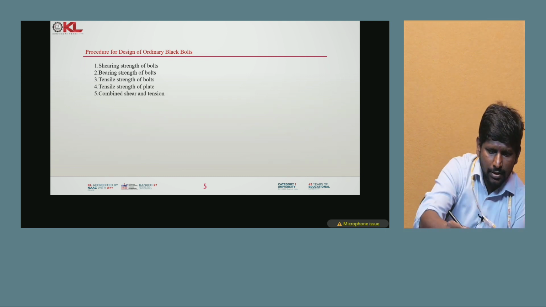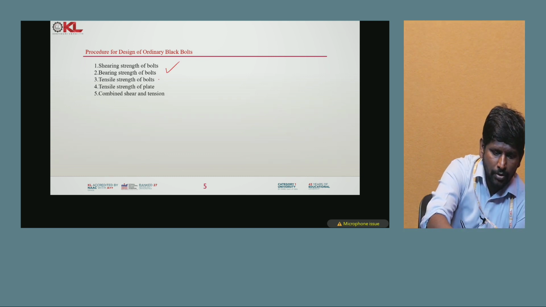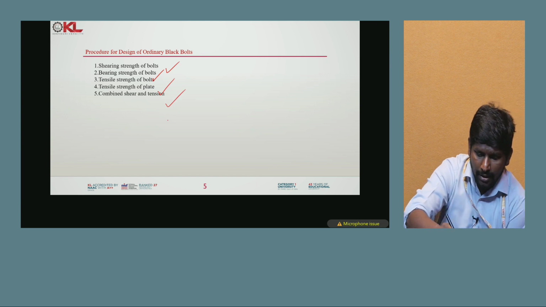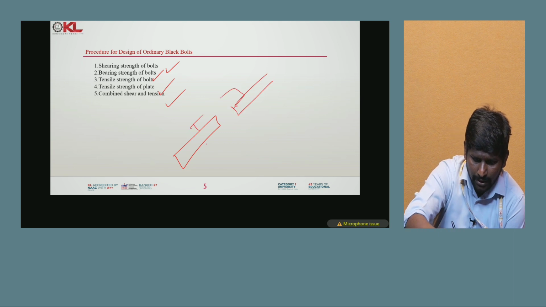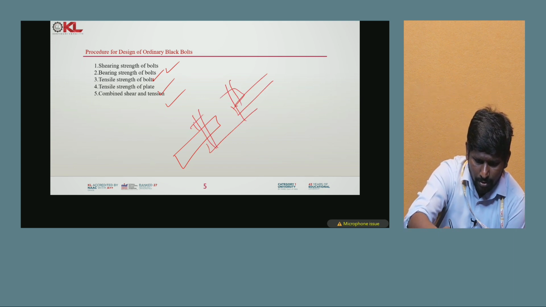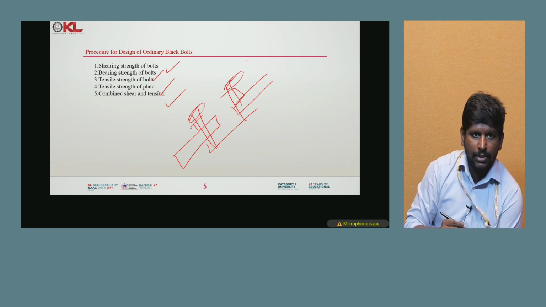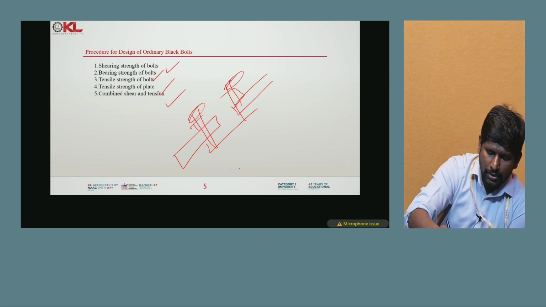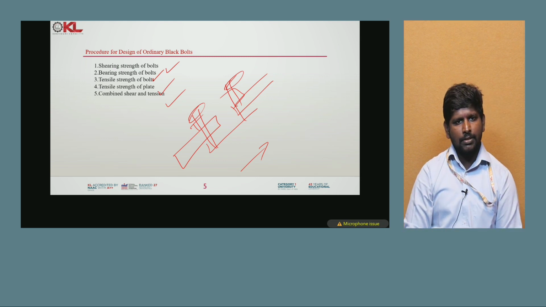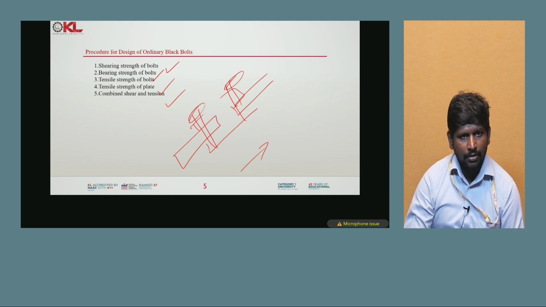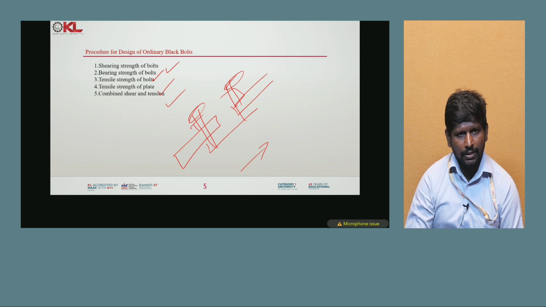Before designing the ordinary bolt or high strength friction grip bolt, this is the design procedure: shear strength of bolt, bearing strength of bolt, design strength of bolt, plate, and combined shear and tension. Already I said one plate will be there, another plate will be there, I am keeping one butt joint, and so I am giving the bolt. Not only the bolt, you also have to check the plate. That's what they have given here: shear strength of bolt, bearing strength of bolt, tensile strength of bolt, tensile strength of plate, and combined shear and tension. In the class, when I discuss one problem, you will understand more clearly.